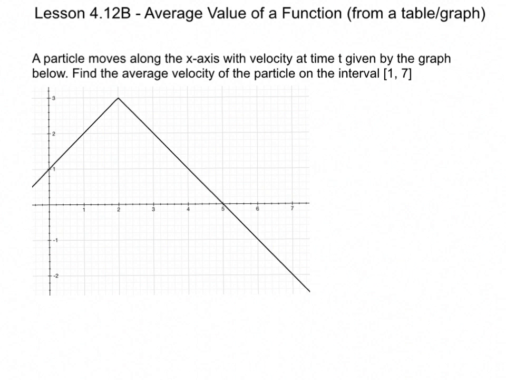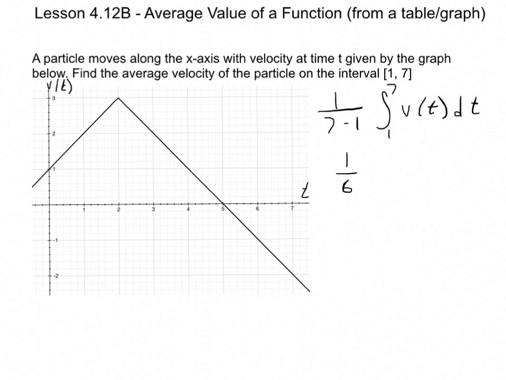Now remember, from the previous lesson, in order to find the average value of this function, I just need to do 1 over 7 minus 1 times the integral from 1 to 7 of this function, which I'll call v of t dt. Right, so this is the t-axis, this is the v of t axis. And all I have to do is do this thing, right? The thing in front is easy. This is 1/6. The thing that you may be stumped about is how am I supposed to do this integral if I don't know what the velocity function is?